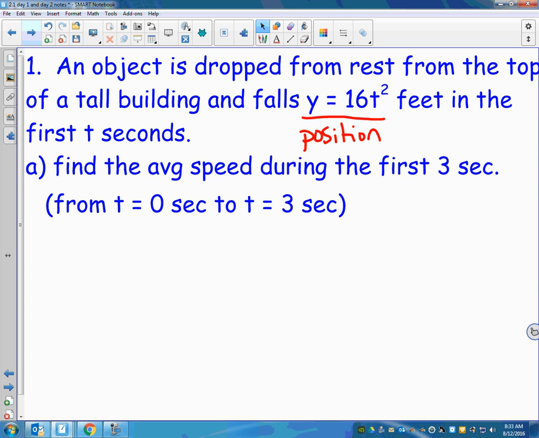So I'm getting the position. I'm not getting the speed. I'm not getting the average speed. I'm getting position. And so I want you to use what we had on the previous page and find the average speed during the first 3 seconds. So remember that there's 2 ways to think about this. The average speed. One way to think about it is distance traveled.